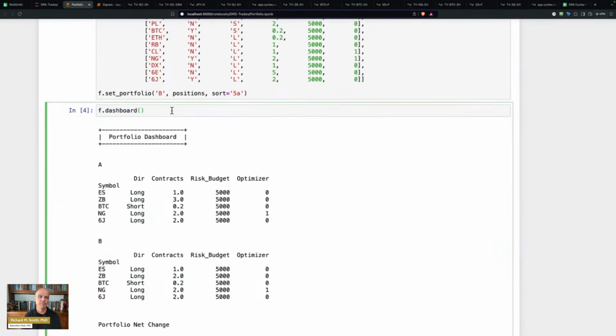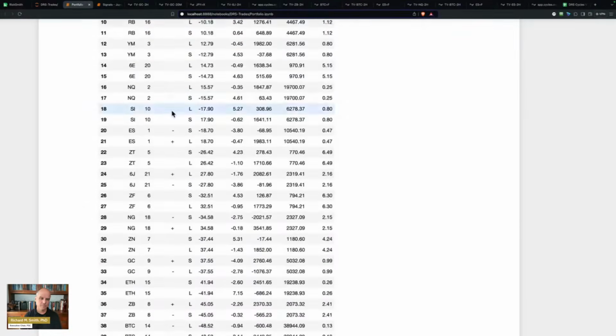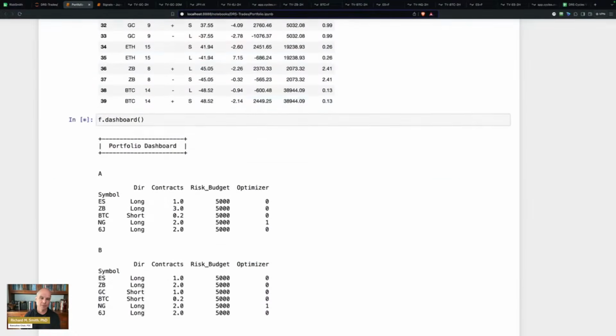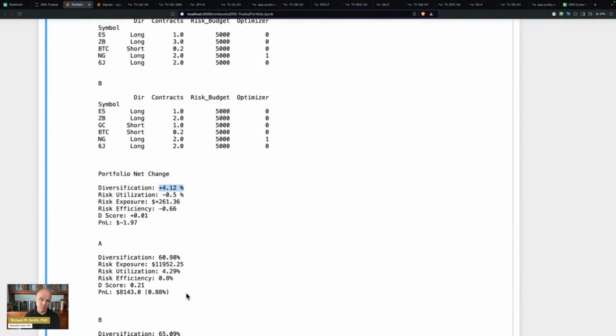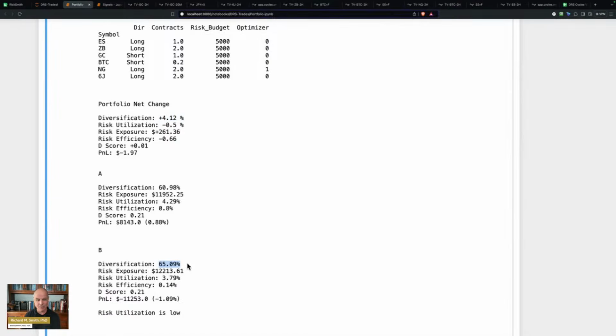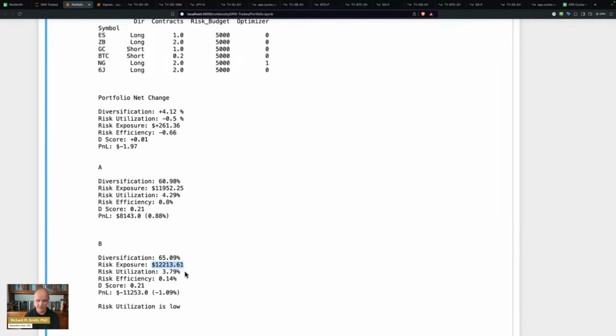Recompute. All right, so you can see the 1 short gold here added 4 points of diversification. This portfolio is up to 65% diversification, and it only cost us like $300 more of exposure. By the way, exposure isn't the same thing as capital, okay? It's just not the same thing as how much money's in the account. It's how much volatility, how much movement in your position you would have to put up with over 10 periods, for whatever those periods are.